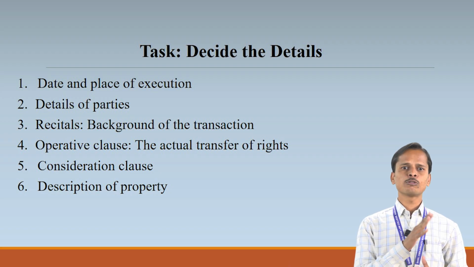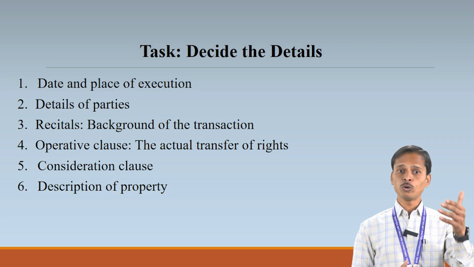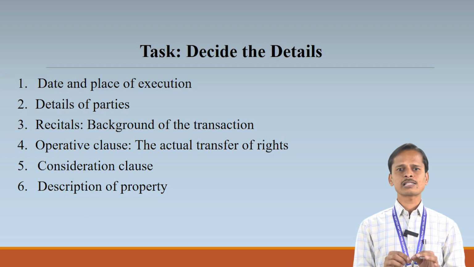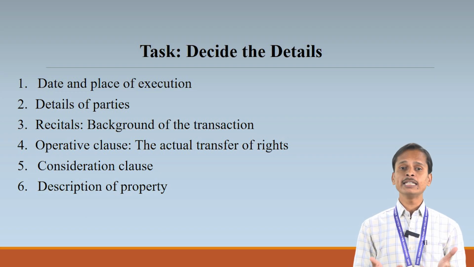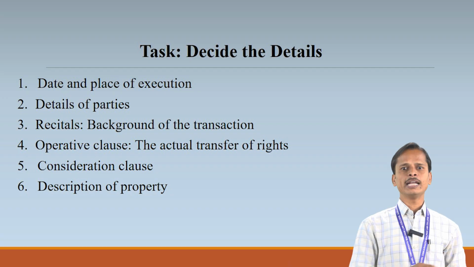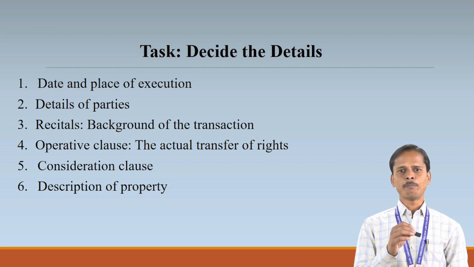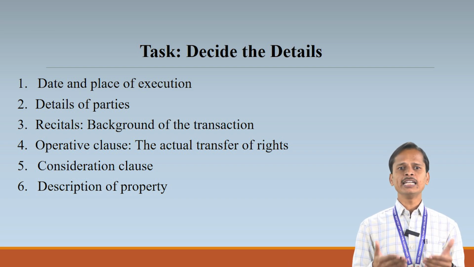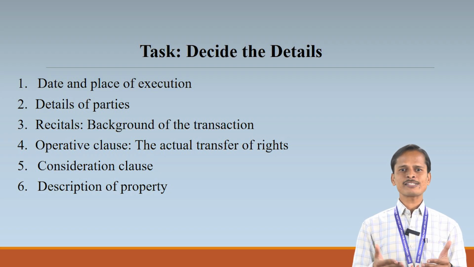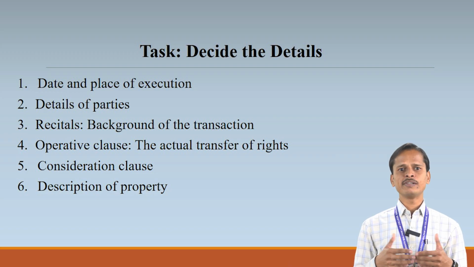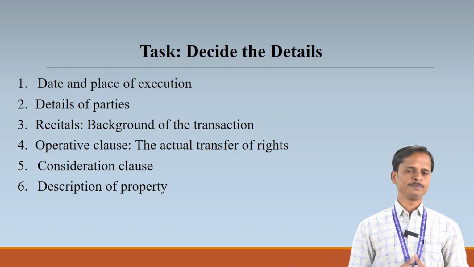Next comes the operative clause, where we will clearly state that the donor is transferring his property and the donee is accepting it. For the consideration clause, we will simply mention that the transfer is made voluntarily and without any consideration. We need to decide description of the property, such as a house, a flat or a piece of land. Think of the survey number, boundaries or other details that identify the property. So let us now decide these details step by step. Once we have them ready, we will draft our sample gift deed together.